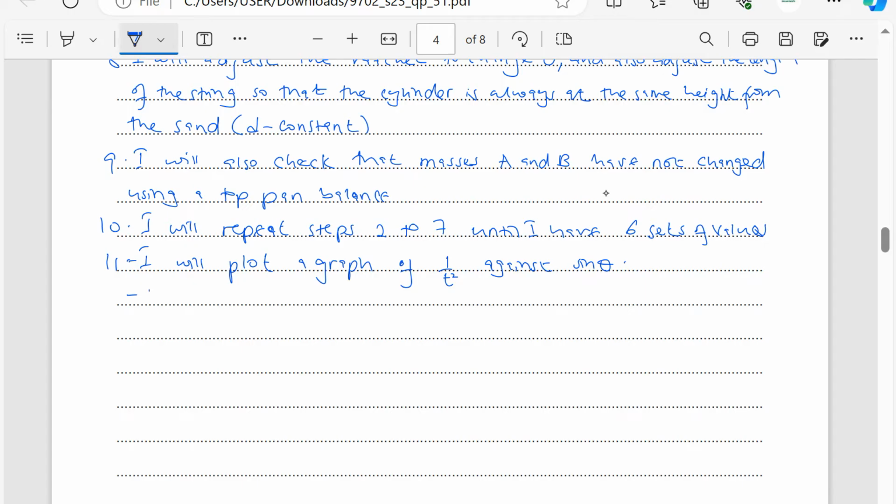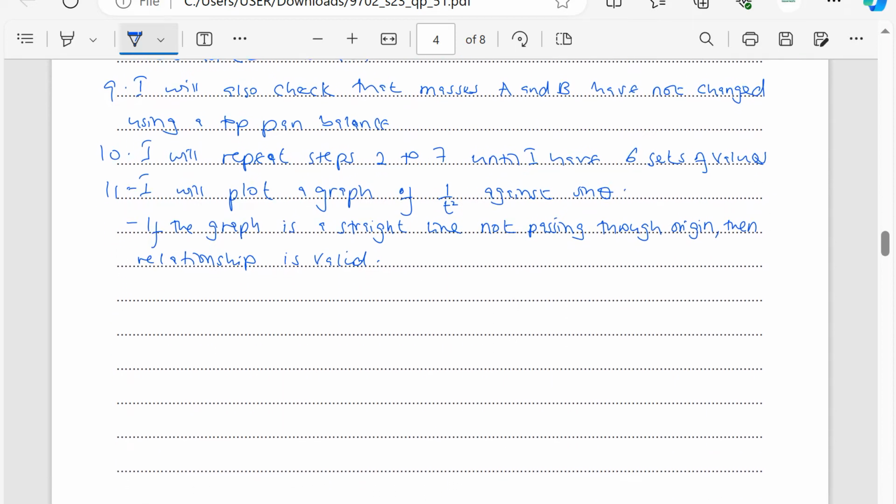So if the graph is a straight line not passing through the origin, because it had a y-intercept, then the relationship is valid.